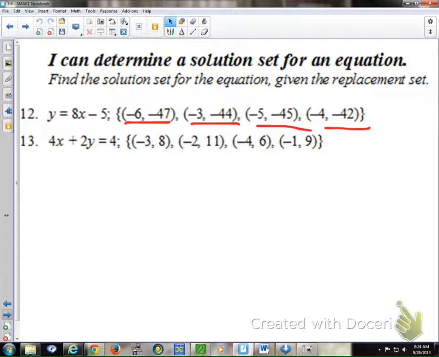See which ones actually made that thing equal. Now, let me show you an easier way to do it rather than just plugging in everything for x and everything for y. There's actually a much quicker way to do this. And let me show you that.